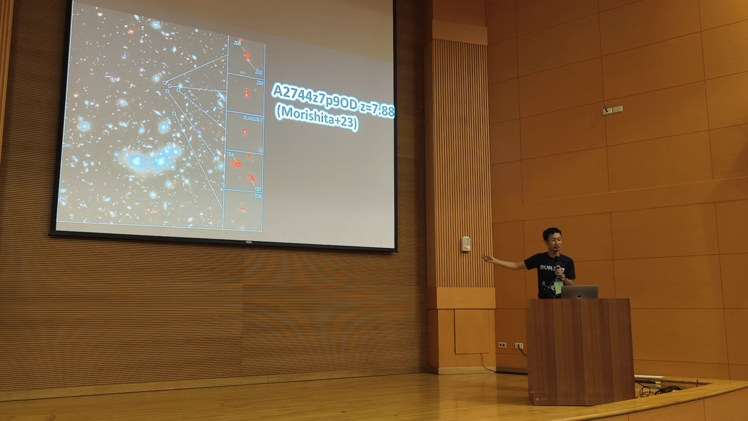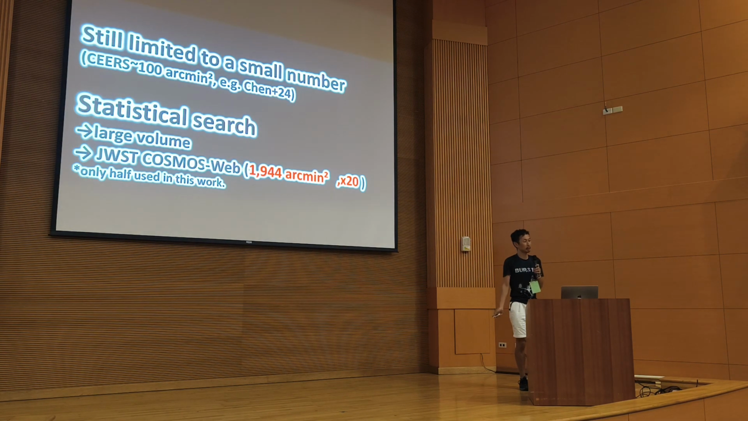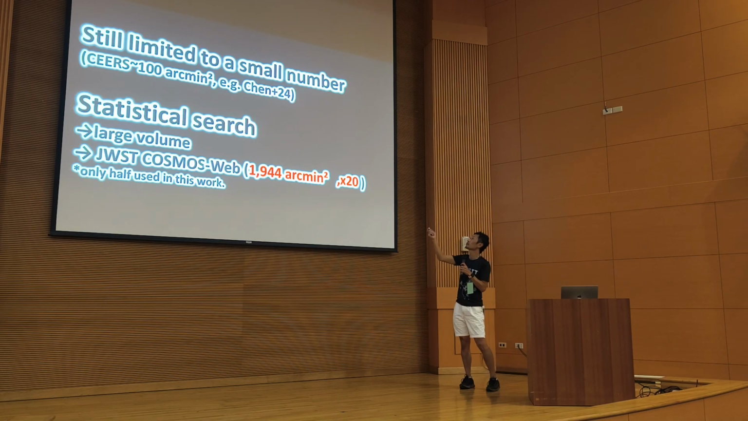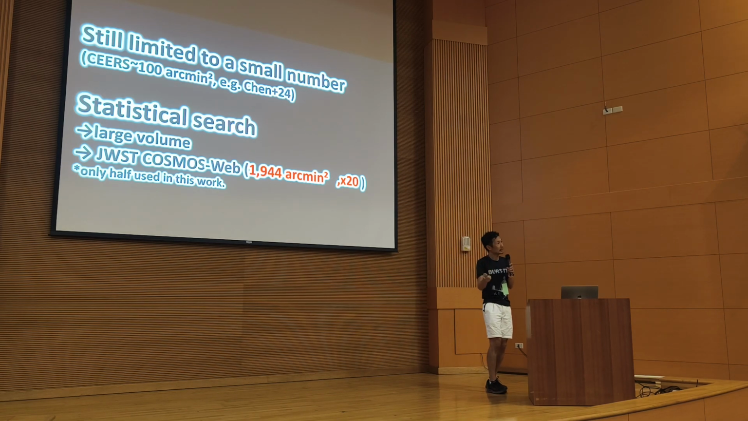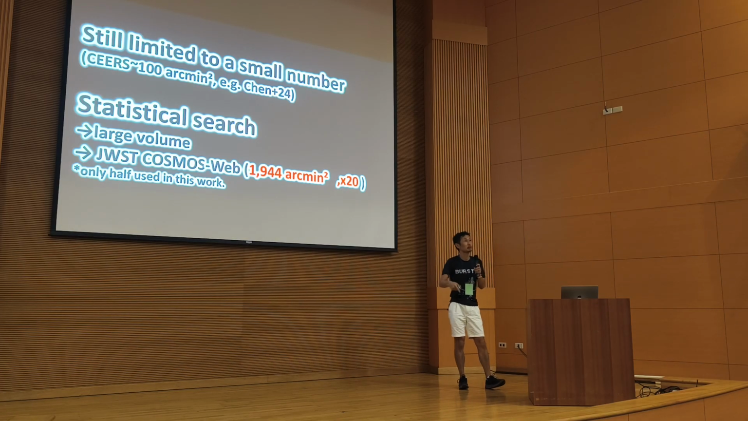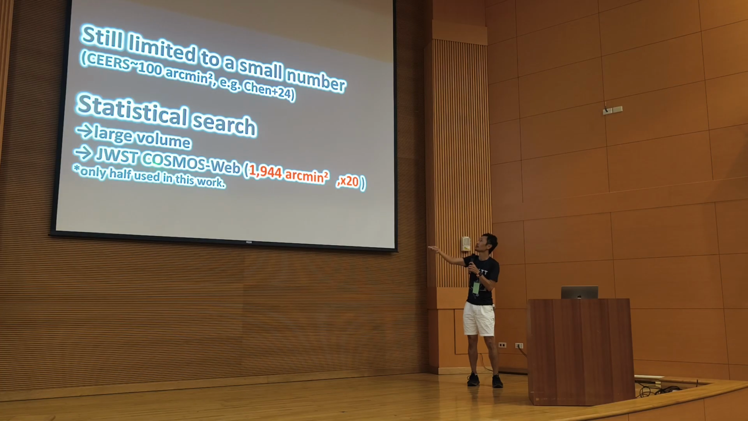However, as you see, these are individual examples, and the number of protoclusters is still small. I think the largest search today is this one by Champagne et al., searching for protoclusters in the CEERS field, which is only 100 square arcminutes. So what we want next is a statistical search. We want a large volume. Okay. Then JWST COSMOS-Web is suitable for searching for protoclusters in a large volume.